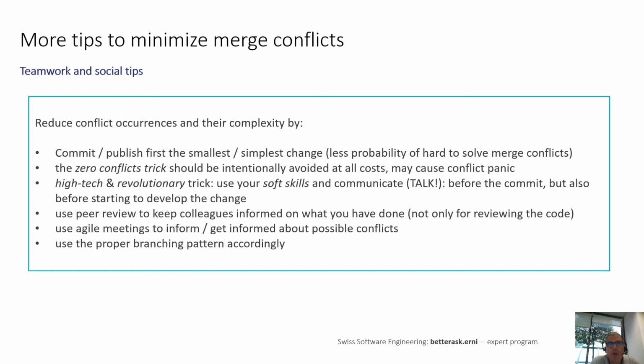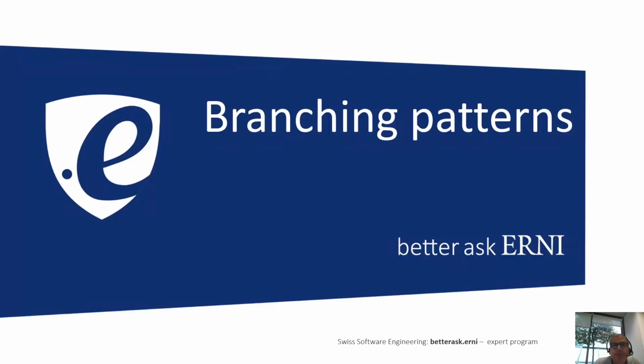Use peer review, besides for code reviewing, to inform your colleagues that you are modifying something. This way, we will know that you are modifying something, and we can discuss who makes the commit first, or we will see each other. Also, you can use agile meetings, the daily meetings or weekly meetings. Everybody should inform and get informed about possible upcoming conflicts. And of course you have to use the proper branching pattern.